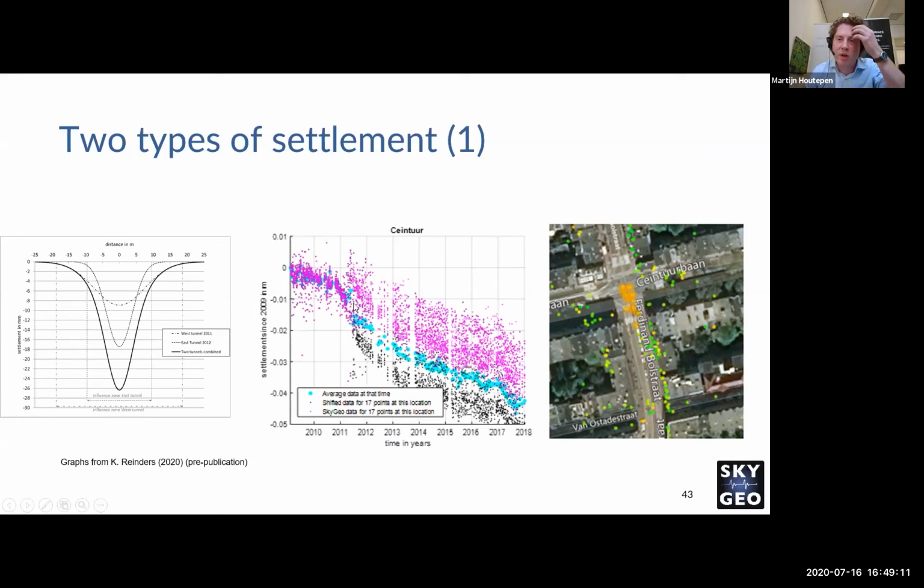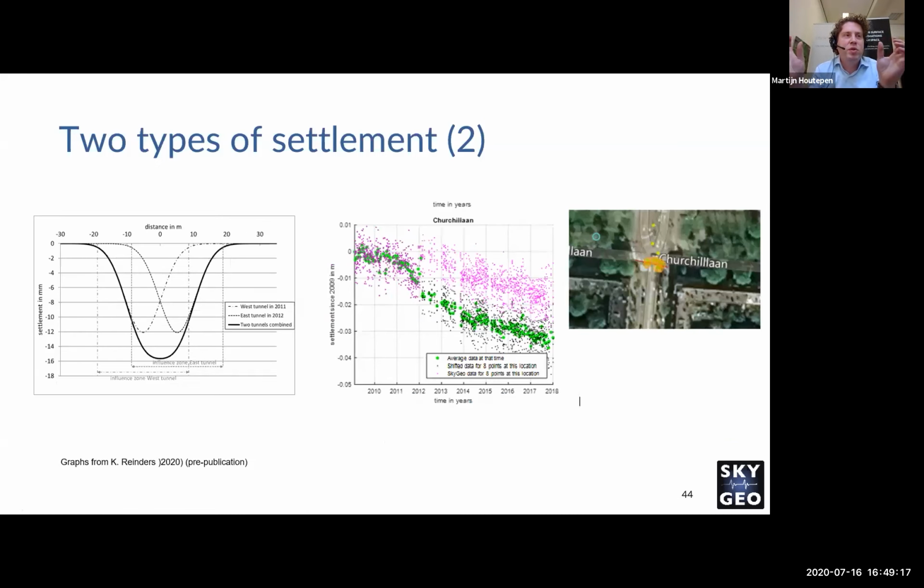But I have some more. I have a better image a bit later, a few slides after. Where the tunnel pipes are next to each other, you get a wider trough, less deep, basically. So it's less deep, but it's wider, or it's deep and it's smaller.